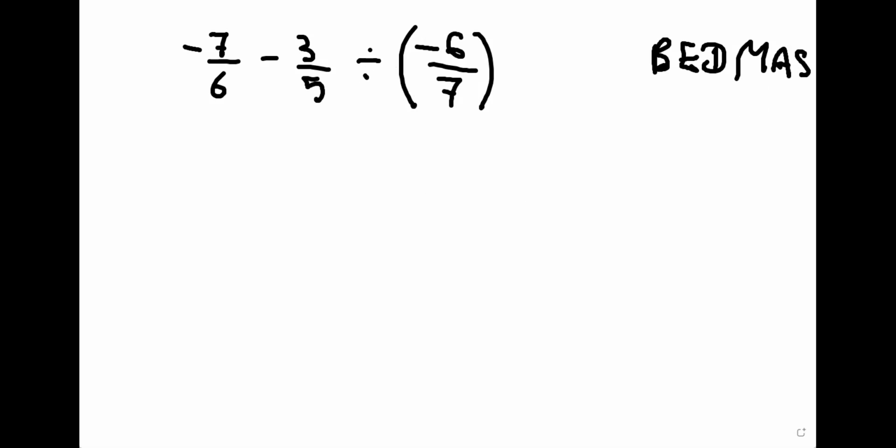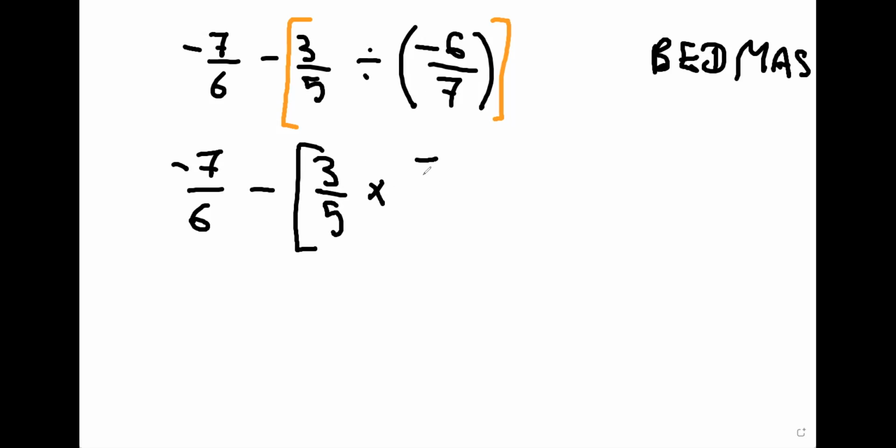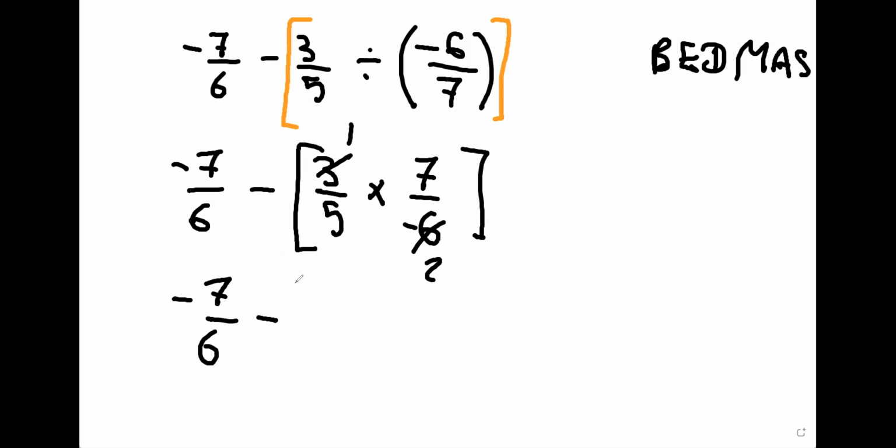So basically what we have to do here, we have to take this right here and do that first. While we're doing that, we still carry the negative 7 over 6 with us, minus. So here we are dividing. The first thing we need to do, change this into 3 over 5 times 7 over negative 6. Now we could reduce: the 3 goes into itself once, it goes into 6 twice. And therefore now we have negative 7 over 6 minus, multiply the tops together, you get 7, and multiply the bottoms together, you get negative 10.